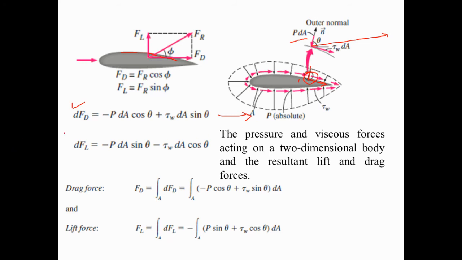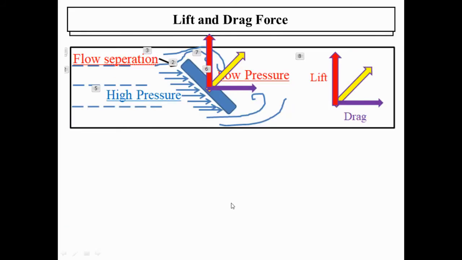Similarly, I can compute the lift force, which is dFn along the vertical direction, which is nothing but P dA into sine theta. Since the force component is coming towards it, you have a negative sign, and you have tau W into dA cos theta. So integrating over the whole area, you can get the total drag force and the total lift force.